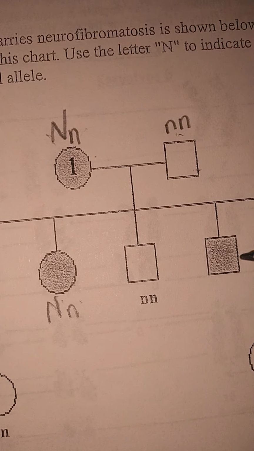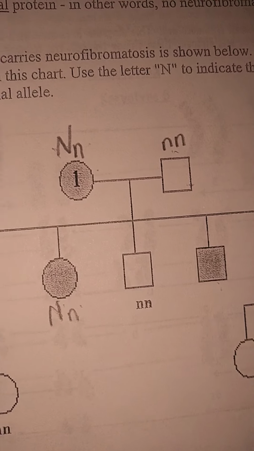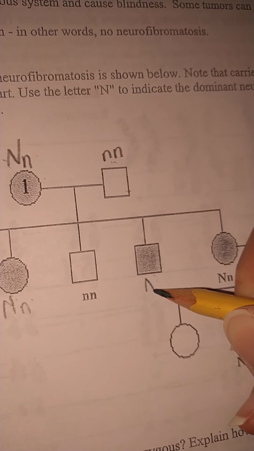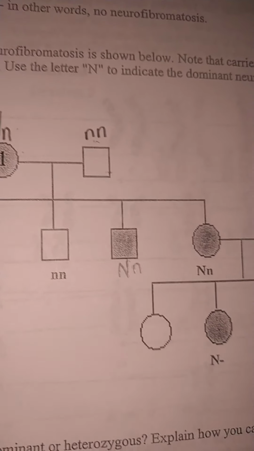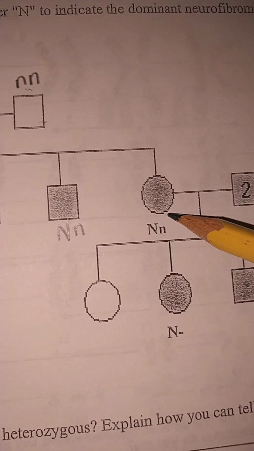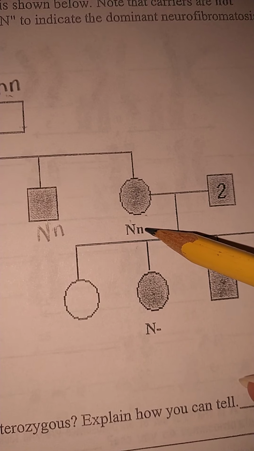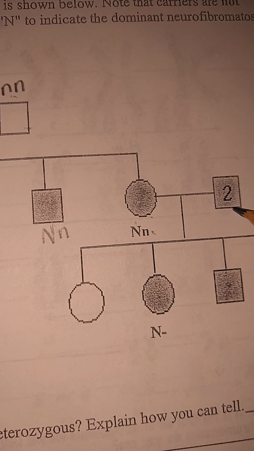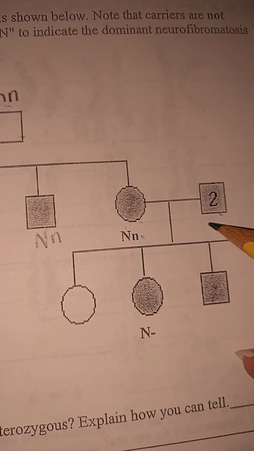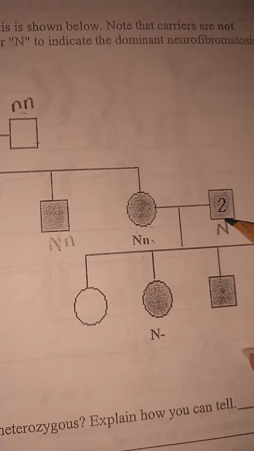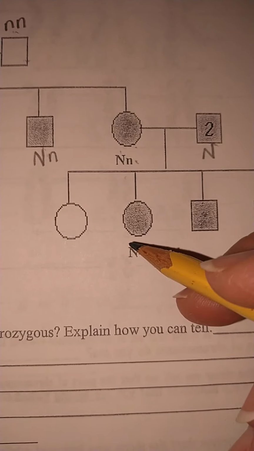Okay, this son does not have it. He's little n, little n. This son does have it, so he had to get that big N from mom, and then dad would have to give a little n. So this daughter also had it, got the big N from mom, little n from dad, and she married someone who was phenotypically neurofibromatosis. So we know that this parent that married in, person number 2 here, has at least one big N. So we can go back and look at their offspring then.